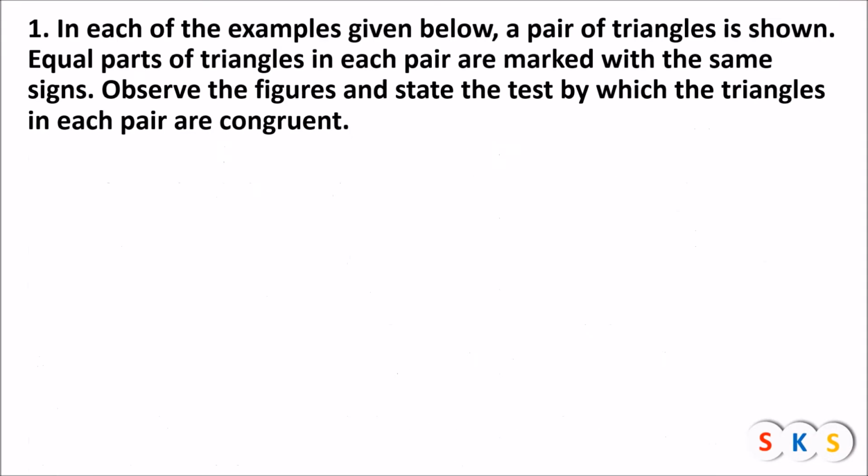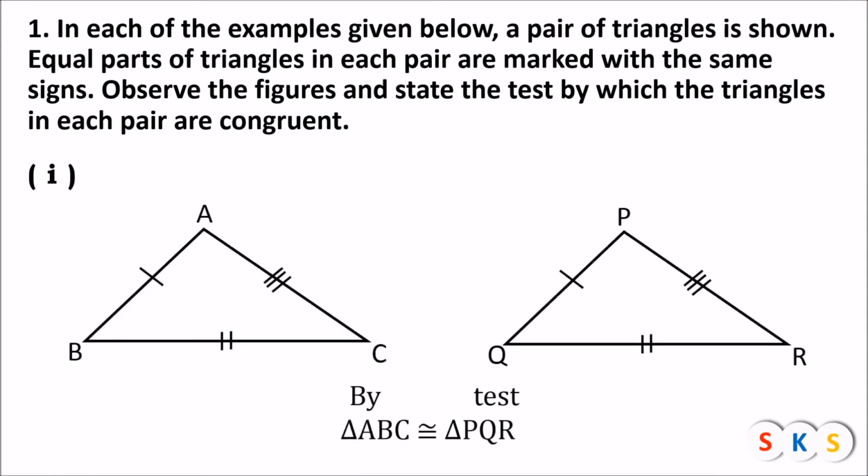Here we have question number 1. In each of the examples given below, a pair of triangles is shown. Equal parts of triangles in each pair are marked with the same sign. Observe the figures and state the test by which triangles in each pair are congruent.